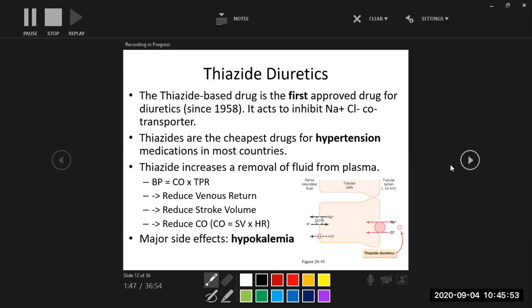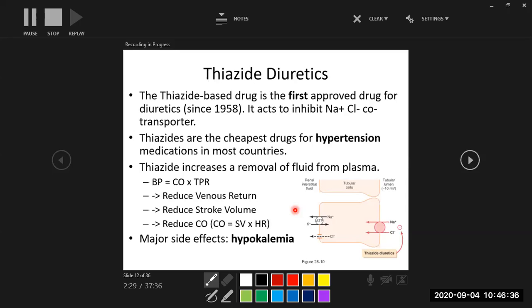Its function is to block the sodium chloride channel, and that way less sodium is reabsorbed into the body, and by blocking the sodium reabsorption, we basically reduce the water reabsorption. And when we have less fluid, we have less venous return, less stroke volume, less cardiac output. CO times TPR is the blood pressure. So we can reduce blood pressure.